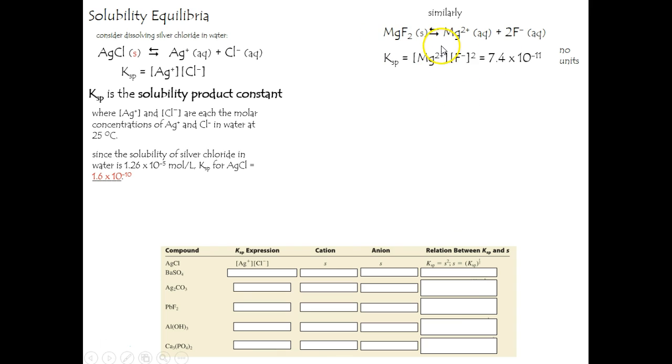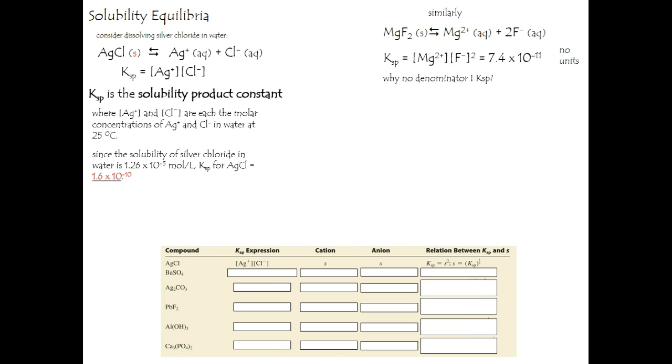K will be equal to the concentration of products over reactants, like we always do. Coefficients become exponents, that's fine. You look it up and you find that that's the number. Could you figure out what the concentration of magnesium ion is and fluoride ion is? Well, I think you could, but don't forget there's going to be twice as many fluoride ions as magnesium ions, so we'll have to look at this in more detail.